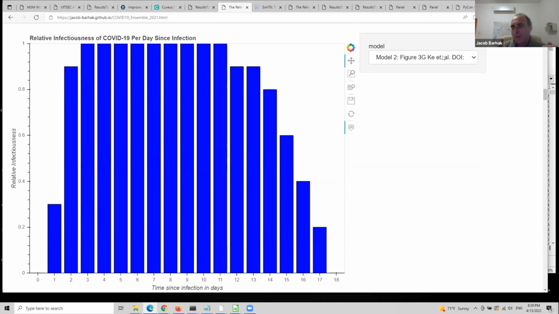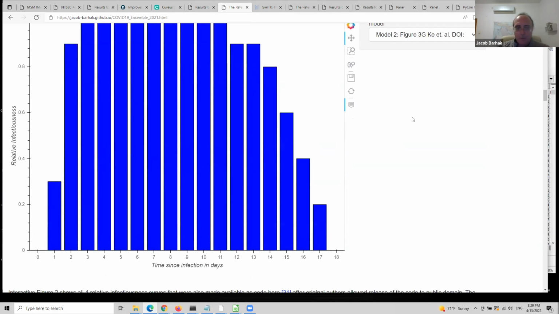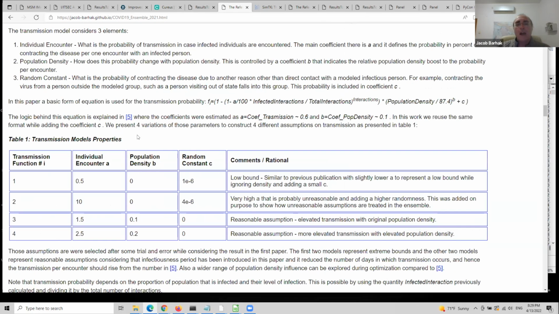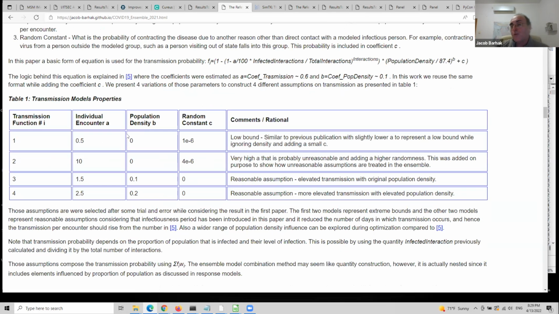This is one of the models I pulled out from the literature. So we have transmission models. Now we have parameters, not only the parameter of what happens per one encounter, but also the population density of the area, of the state, and some other things, like random events.